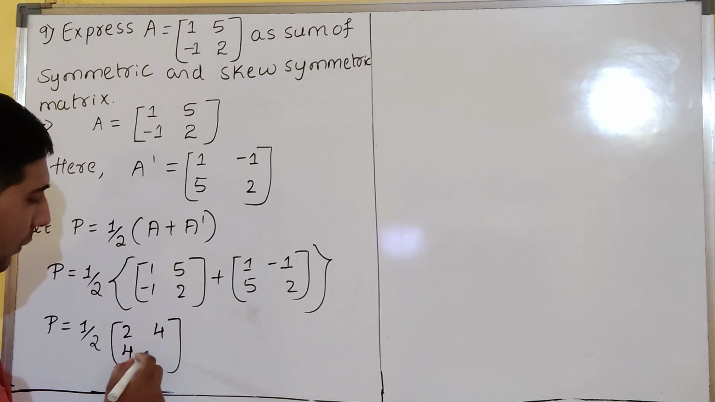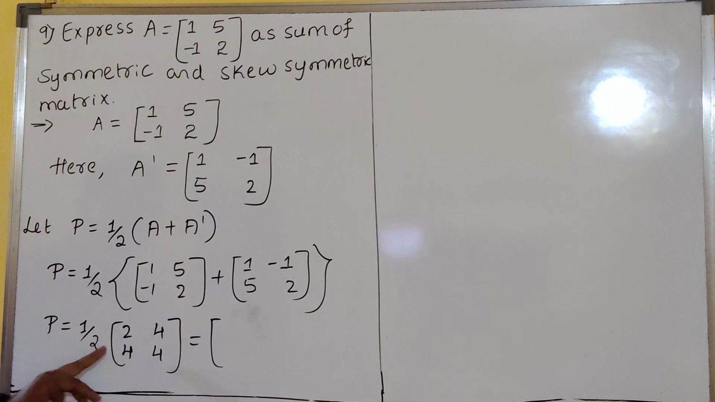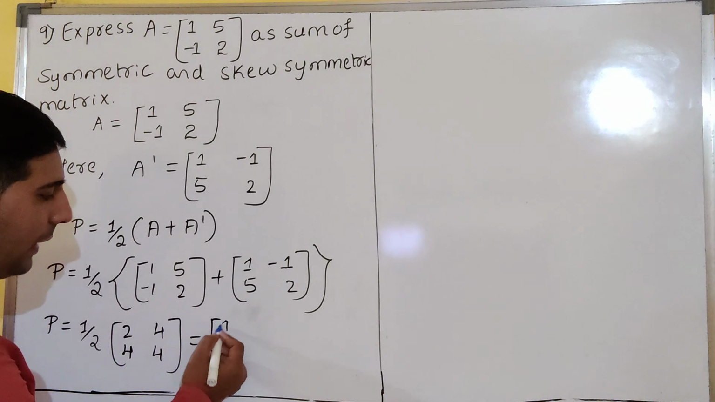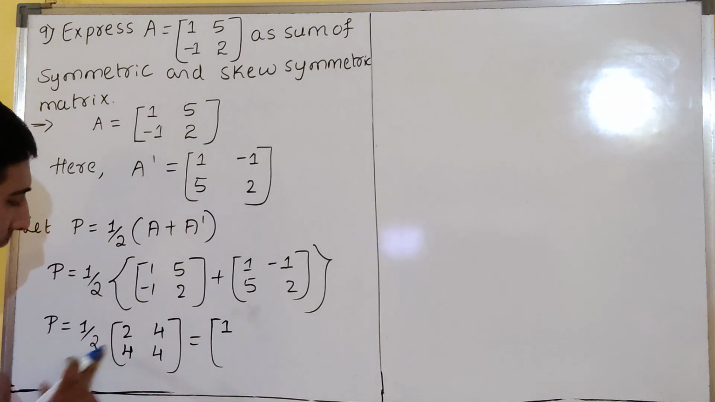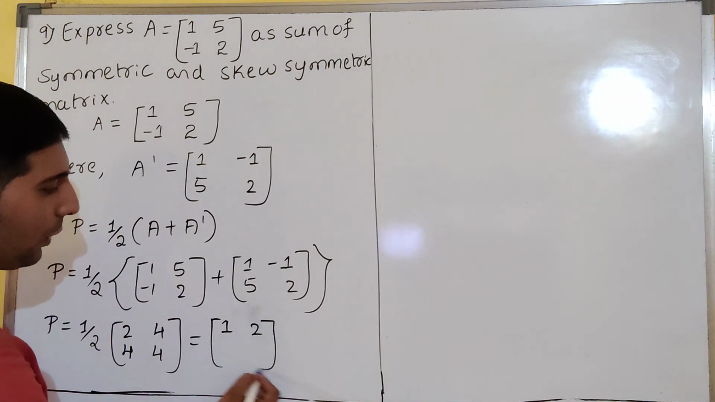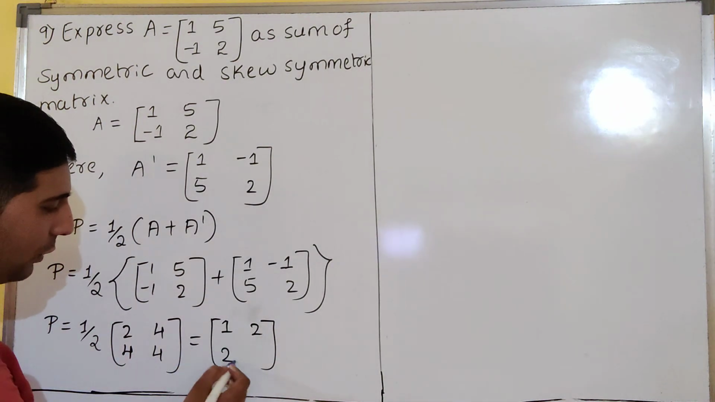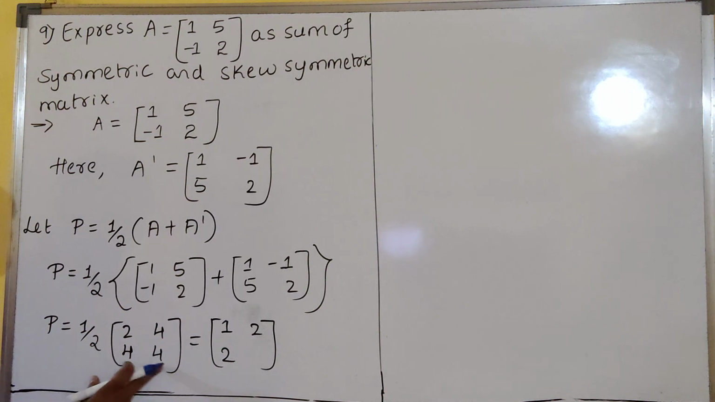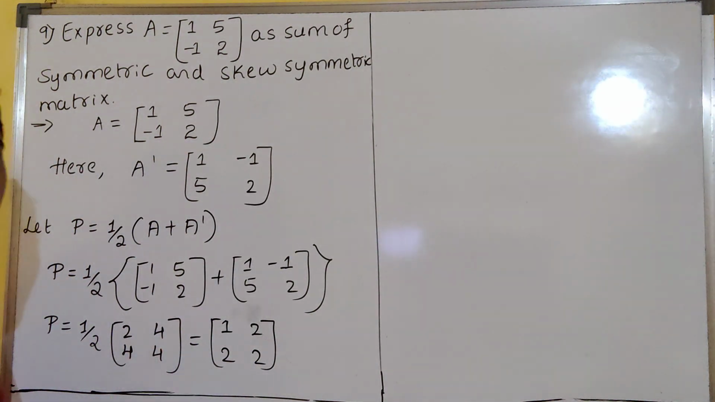2 plus 2 is 4. So you multiply half inside: half into 2 is 1, half into 4 is 2, again half into 4 is 2, and half into 4 is 2. So that is what you got, the P value you got: [1 2; 2 2].